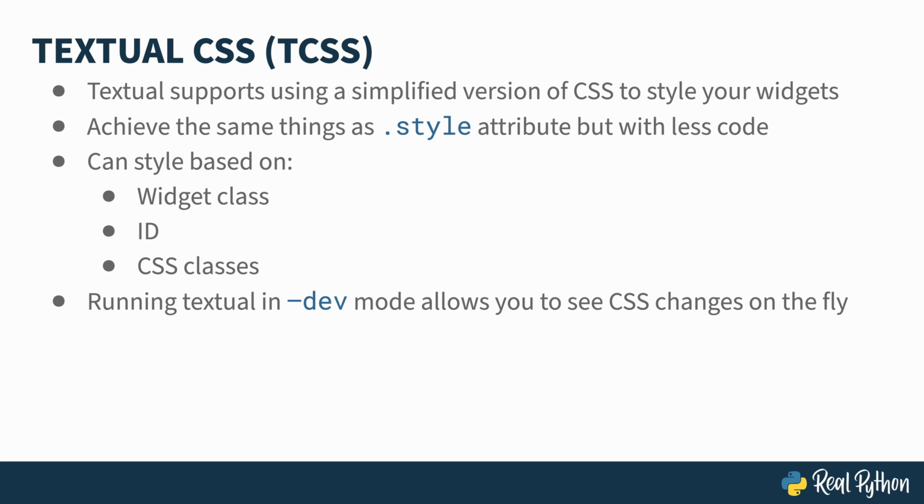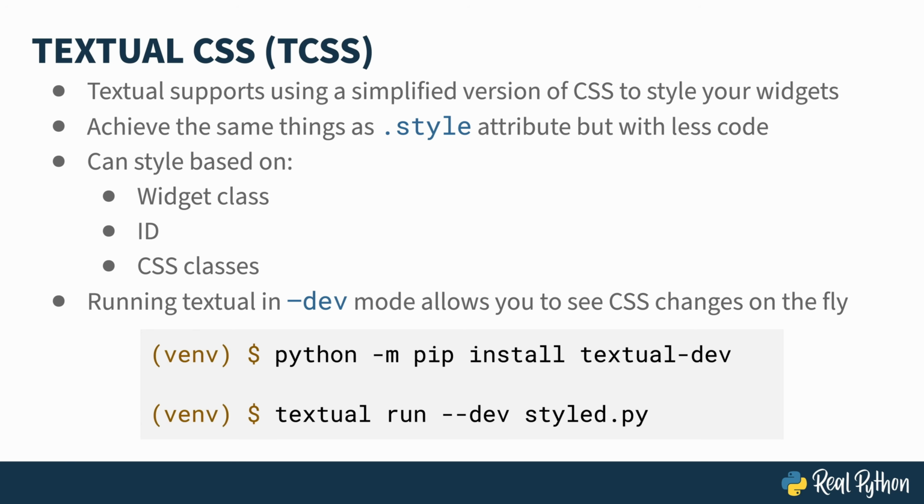If you do, and use the --dev flag, Textual will update the interface on the fly while you edit the CSS. You don't have to exit and restart the program, you simply make the change and watch its effects. To use this feature, you need a separate library, Textual Dev. You pip install it like any other. And once you have, you can invoke your app either with Python directly or through the textual run command like I'm showing here. Let's go write another textual app, this time using CSS to style it.